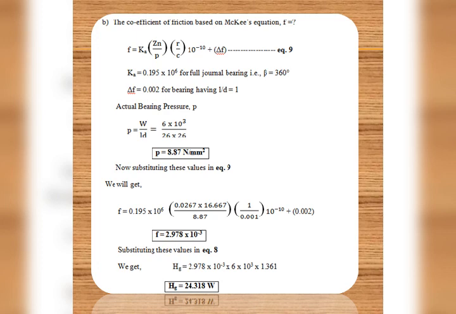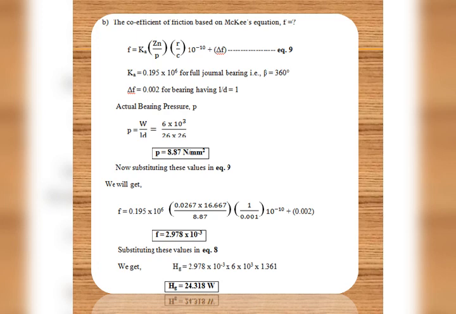So here I clearly mentioned I took Mckee's equation. If you are preferring Petrov's equation, that is also okay. Now by using Mckee's equation, f is equal to Ka Zn by P into R by C into 10 to the minus 10 plus delta f, call that equation number 9. Ka is equal to 0.195 into 10 to the 6 for full journal bearing, that is beta is equal to 360 degree. Delta f is equal to 0.002 for bearing having L by D ratio 1, that is square bearing.